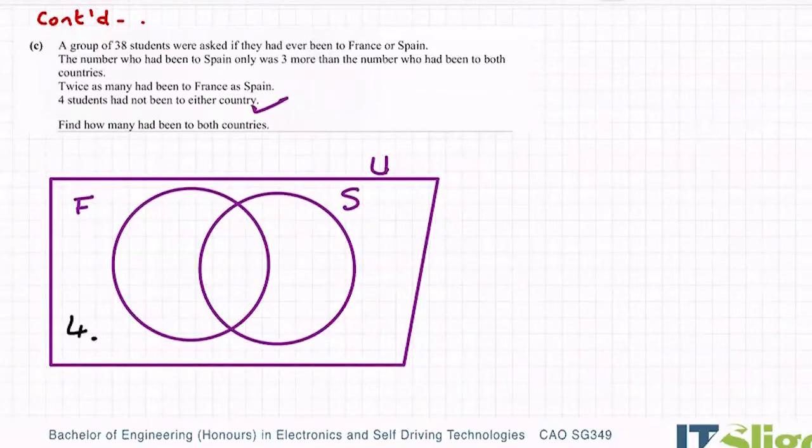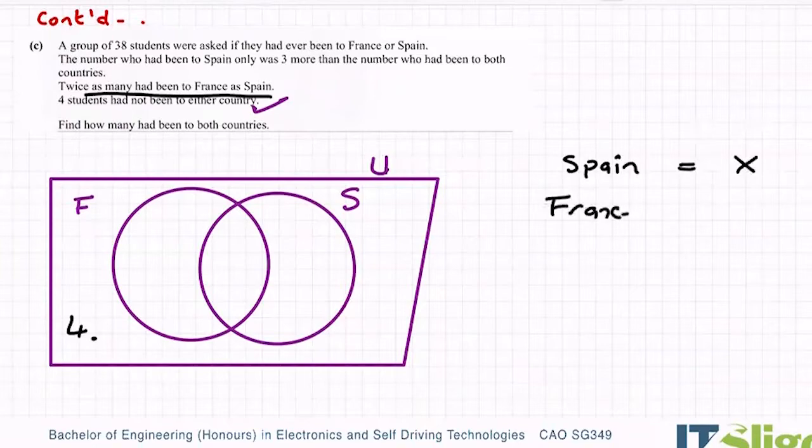Okay, so twice as many had been to France as Spain. Because there's no numbers here, we're going to be working with letters, with X's and so on. We'd like to keep it to just one letter so that we can solve it. So you might end up doing this. Twice as many have been to France as Spain. So you might say, well, the number who have been to Spain is X, so therefore the number who have been to France is 2X. Okay, so that makes sense for that line.